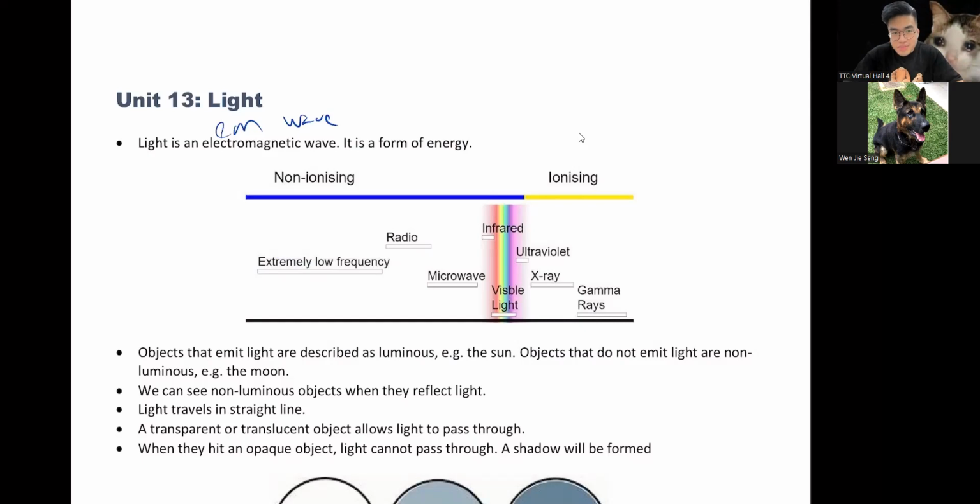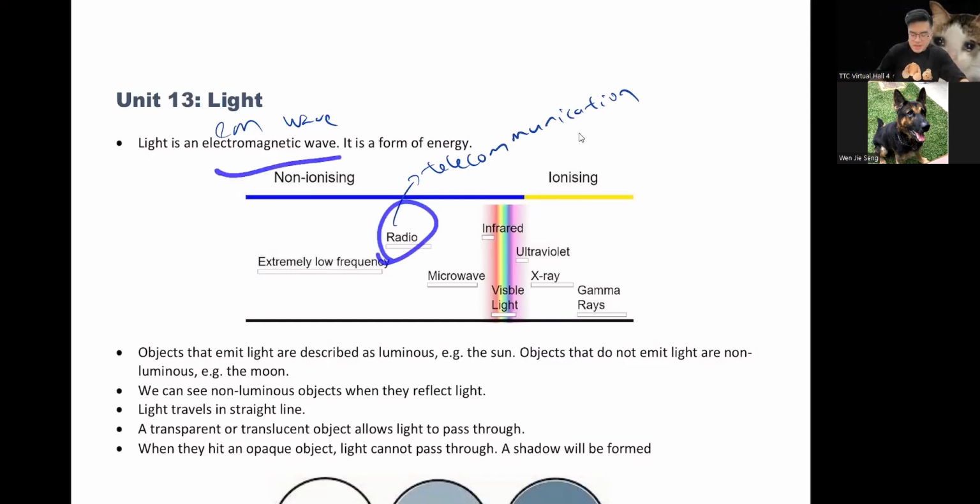Wi-Fi is radio wave. Not just the radio in your car is radio wave, as long as you are using it for telecommunication. Wi-Fi, we use it for telecommunication. So anything we use for telecommunication, we call it a radio wave. That's the difference. This is your radio wave, the first type of electromagnetic wave. You cannot see radio wave.